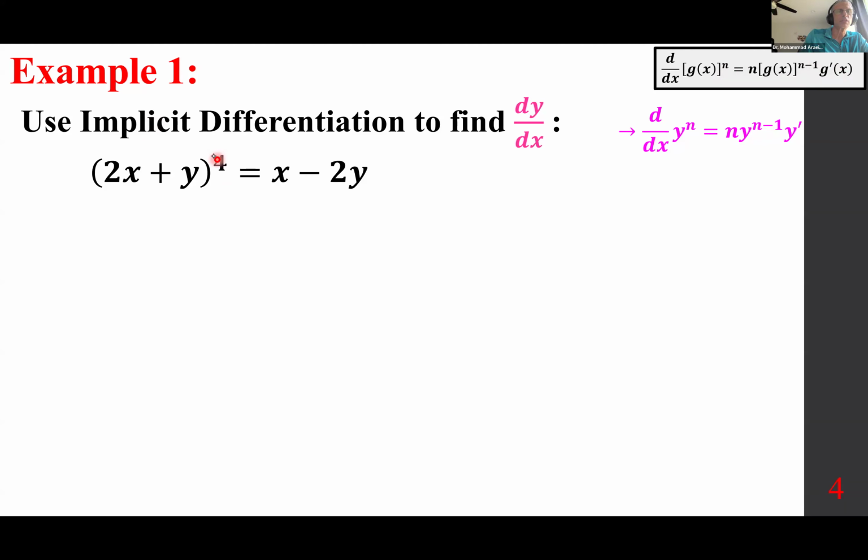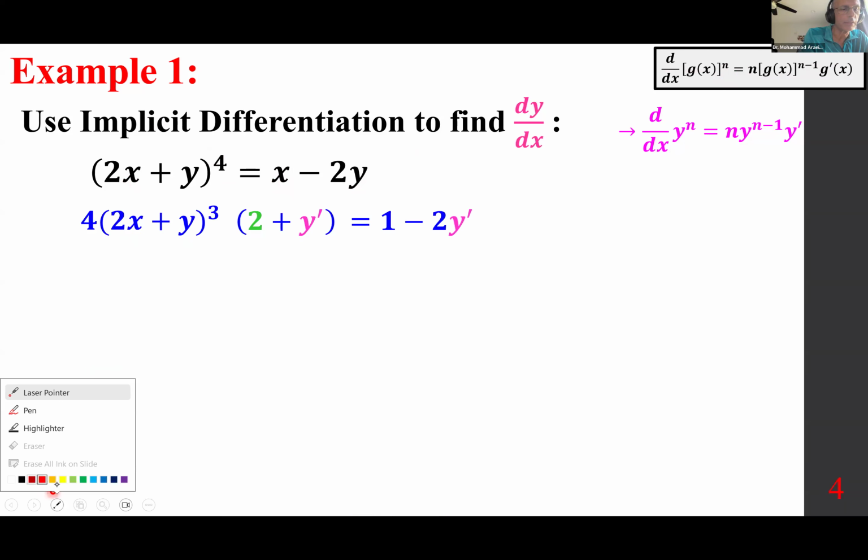So the derivative of this piece is 4 times the same thing to the power of 3. And then the derivative of the inside is 2 plus y prime, or dy/dx. Then on the right side, the derivative of x is 1 minus 2y prime. And we're done with calculus. So let me put an asterisk again. This is the only calculus step.